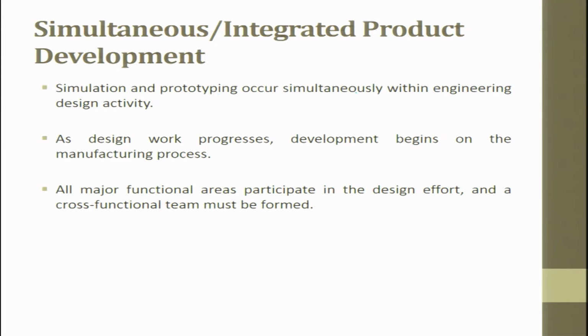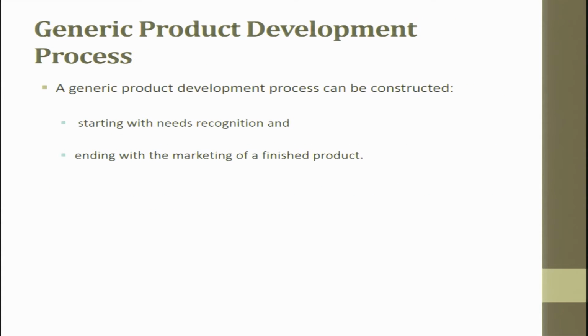Simulation and prototyping occur simultaneously within the engineering design activity. As design work progresses, development begins on the manufacturing process. All manufacturing functional areas participate in the design efforts and cross-functional teams must be formed. So, this will try to bring in a healthy environment while product development. So, the generic product development process: a generic product development process can be constructed starting with needs recognition and ending with the marketing of a finished part. So, it starts from need analysis and ends at market sales of the product.